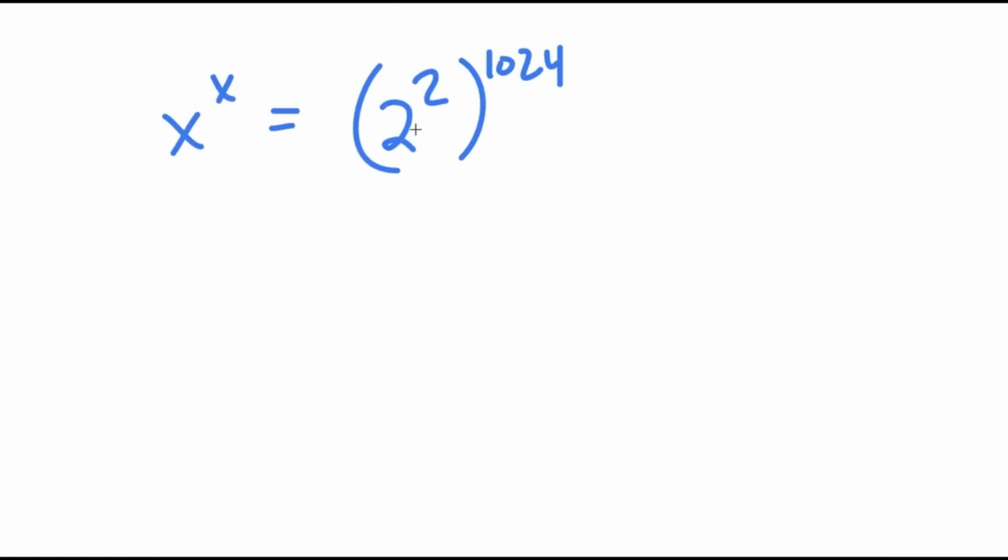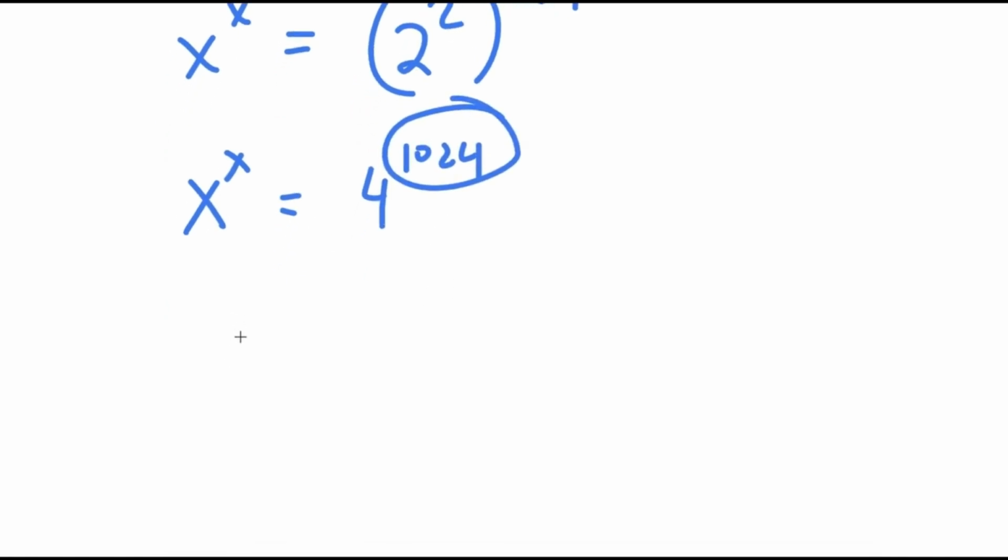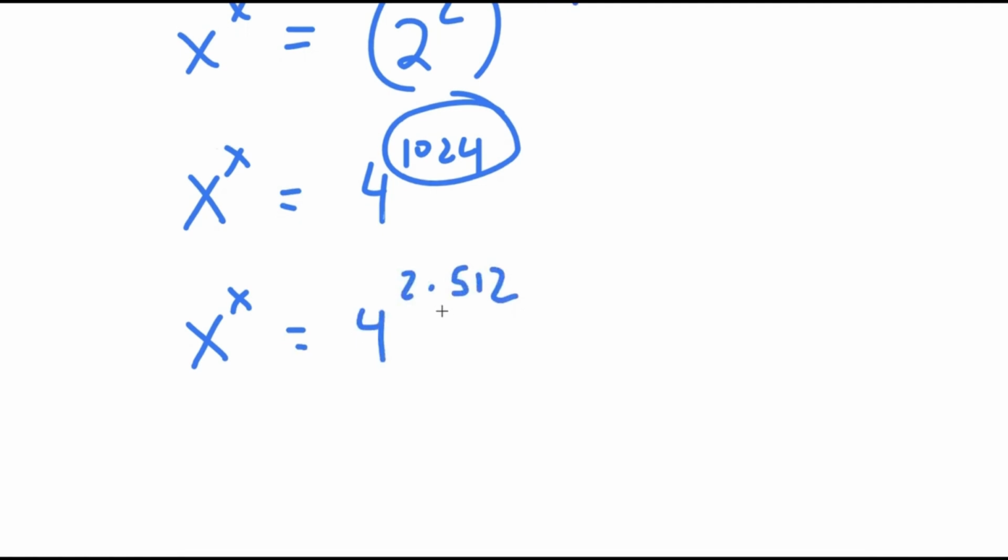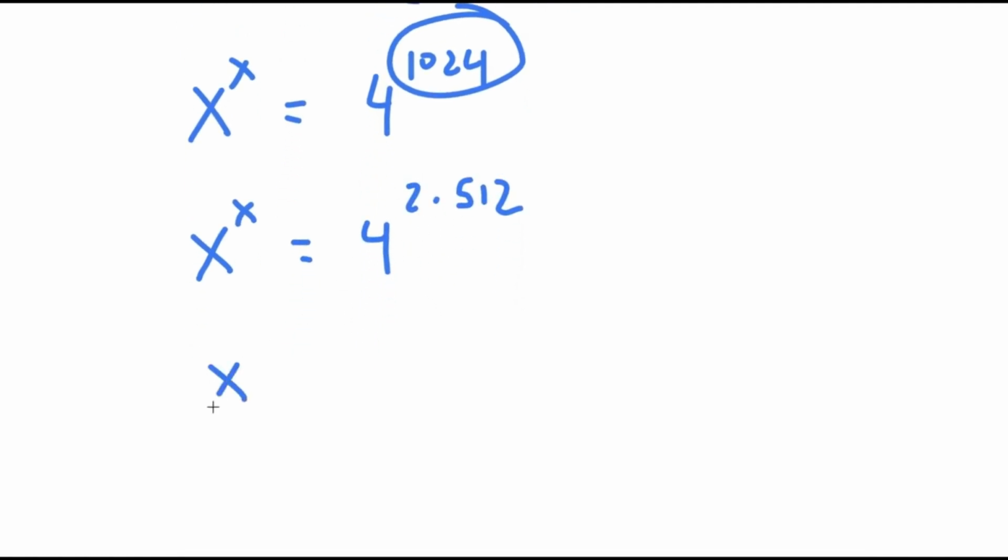Now, 2 to the power of 2, that's equal to 4. So I have x to the power of x is equal to 4 to the power of 1024. Now, I'm going to repeat what I just did again. So 1024, that's equal to 2 times 512. So now I have x to the power of x is equal to 4 to the power of 2 times 512. And again, this is equal to x to the power of x is equal to 4 to the power of 2 to the power of 512.